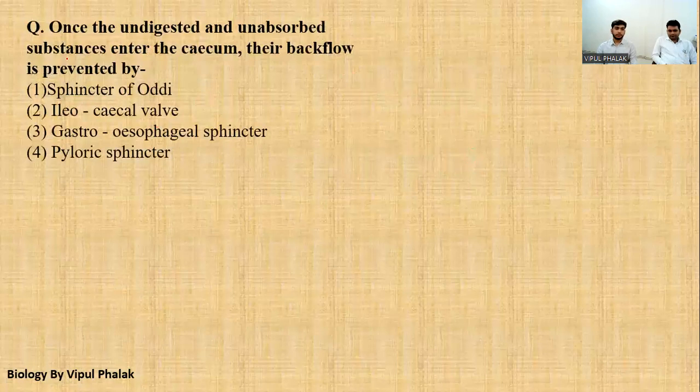Next question they have given: once the undigested and unabsorbed substances enter the cecum, their backflow is prevented by. So for prevention of backflow, there are various types of sphincters guarding some specific locations to prevent the backflow.